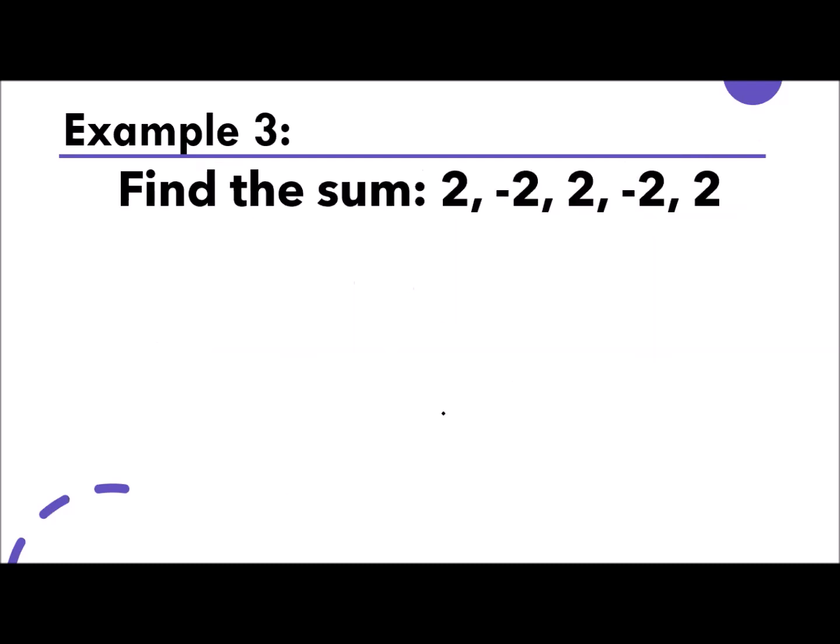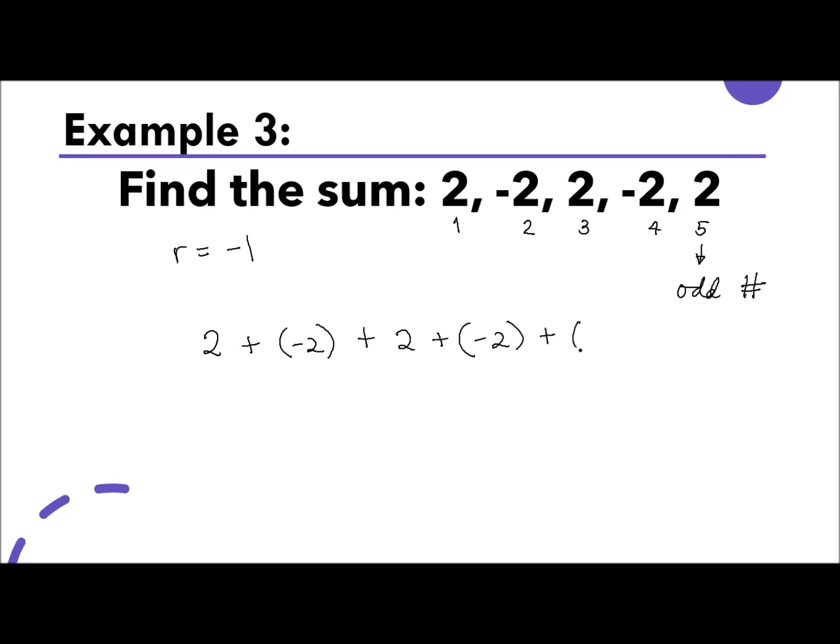Okay. Next example. Find the sum of 2, -2, 2, -2, and 2. Okay. Obviously, ang common ratio natin saan ay -1. Okay. Pero ilan ang terms? 1, 2, 3, 4, 5. And 5 is an odd number. Okay? Mano-mano tayo. 2 plus -2 plus 2 plus -2 plus 2. Okay? So, kung mapapansin ninyo, kung i-add natin to, what's the answer? The answer there is 0. Ito, 0 din. Sinong natira? Si 2, which is also our first term.